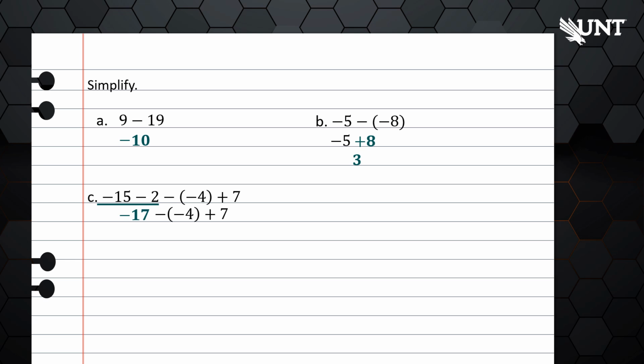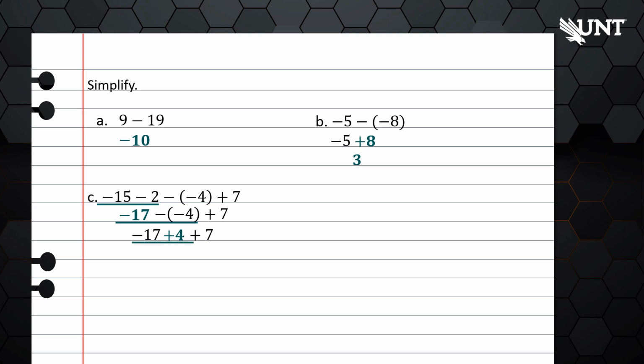The rest of the problem remains the same, so the problem now reads negative 17 minus parentheses negative 4, close parentheses, plus 7. We continue working from left to right, so we focus on where it says negative 17 minus negative 4. Now, minus that negative, we can interpret that as the opposite of negative 4. Well, the opposite of negative 4 is a positive 4. So now we interpret the problem to read negative 17 plus 4 plus 7.